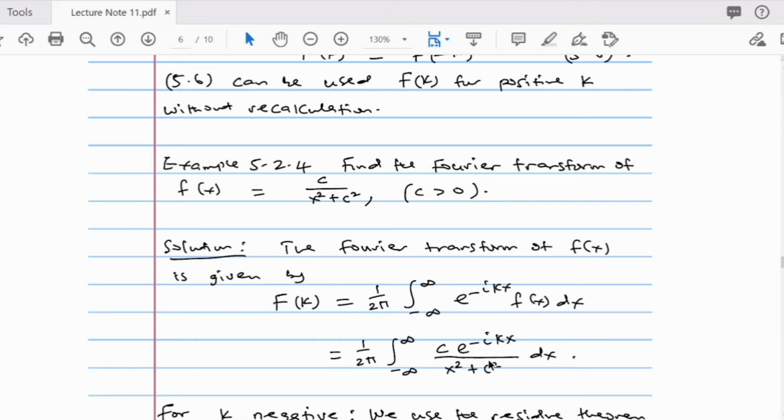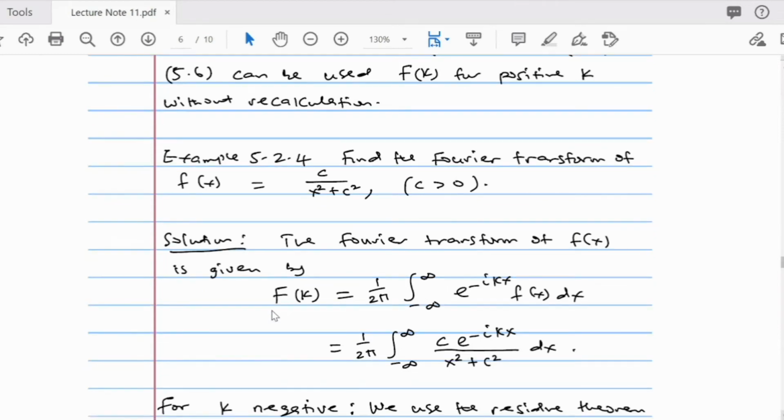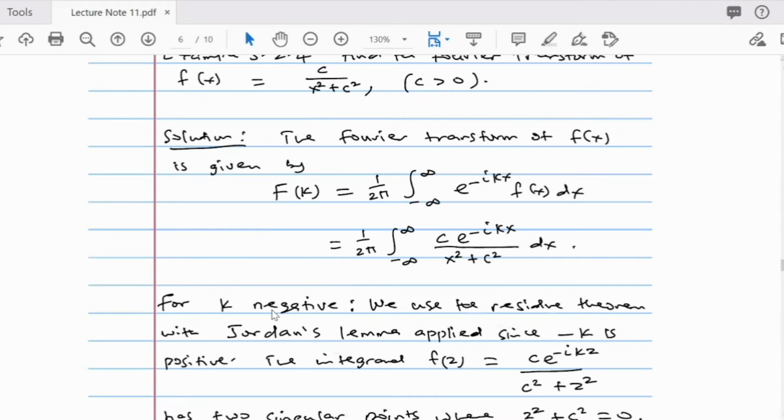So now for k negative, we don't have a problem. If k is negative, we use the residue theory with Jordan's lemma. Since minus k is positive, if k is negative, minus k is positive, then we are done. So if k is negative, minus k will be positive, and because of that, we can use Jordan's lemma with the residue theory.